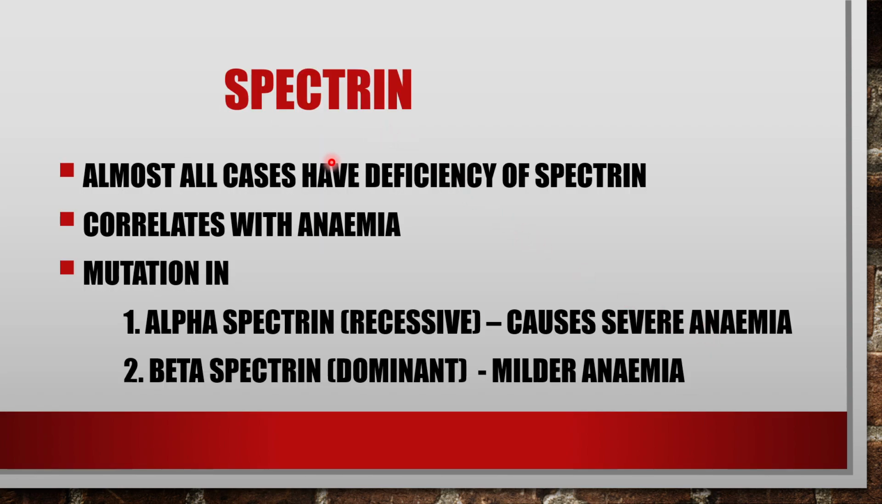So spectrin. Almost all cases have deficiency of spectrin, and spectrin correlates with anemia. There are two types of mutation of spectrin: alpha spectrin, which is recessive, and beta spectrin, which is dominant. Alpha spectrin causes severe anemia, whereas beta spectrin, which is dominant, causes milder anemia.